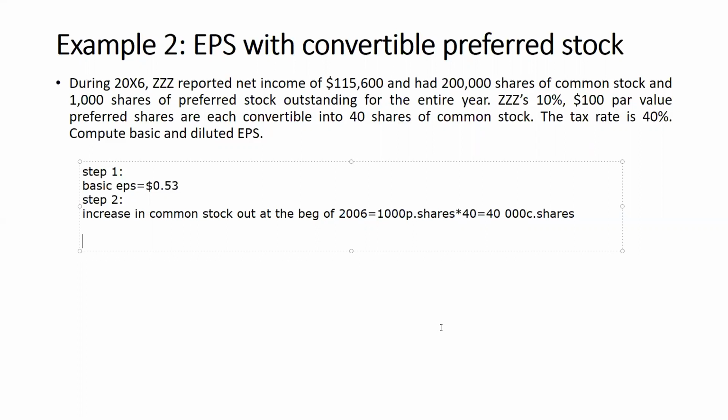If you remember in EPS, the diluted EPS is equal to net income minus preferred dividends plus preferred dividends. So we should add it back. And this all should be divided by the weighted average of shares plus converted preferred shares. So let me just put the parentheses in here.